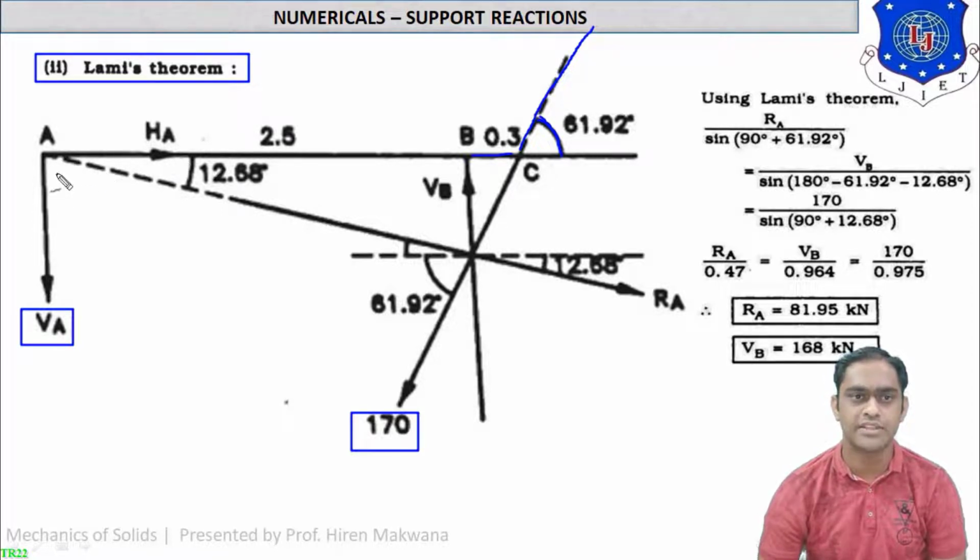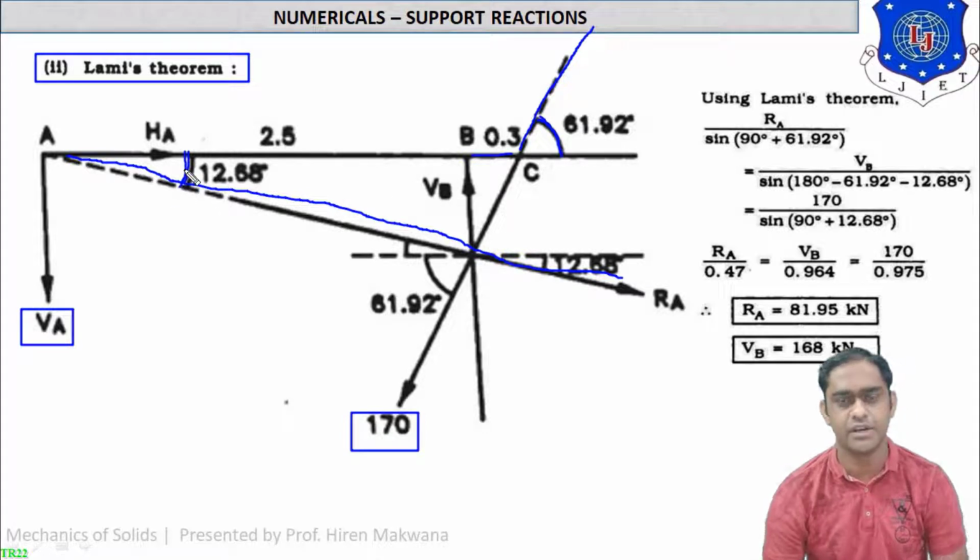Here it is force HA, here it is force VA, and the resultant is going in this direction. Resultant of HA and VA is going in this direction. You can see this is RA. And this angle is tan alpha, means alpha 12.68, we have calculated earlier. And this is the vertical reaction VB at point B.